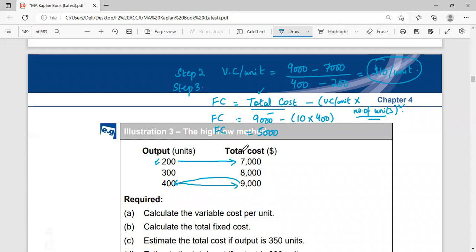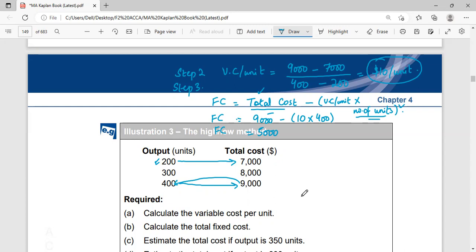So it does not matter which cost you are taking in the place of total cost. But you need to remember just one thing: if you are taking highest total cost outside the bracket, then inside the bracket the number of units you should take should be relevant to those costs. So if you are taking 9,000 total cost, then you should take the units 400. If you are taking 7,000 total cost, you should take the units 200. You just need to remember that you need to take relevant number of units inside the bracket. The answer will be the same in any case. So this was step 3.